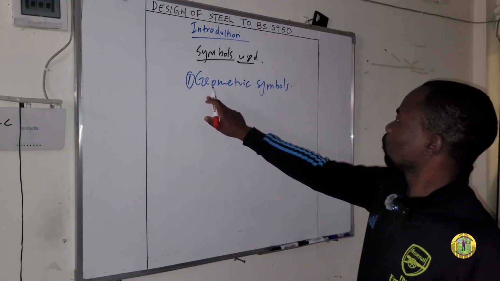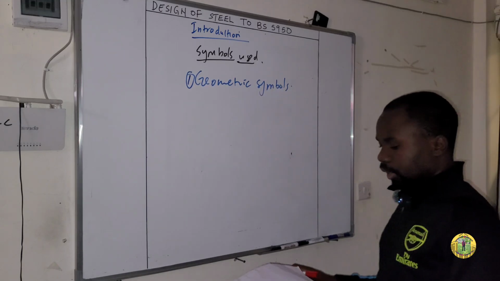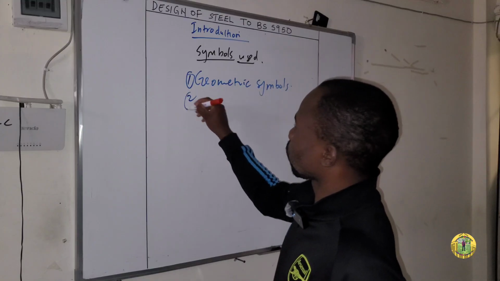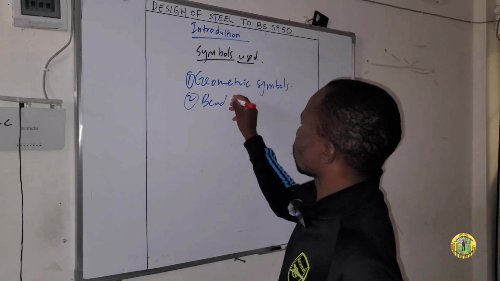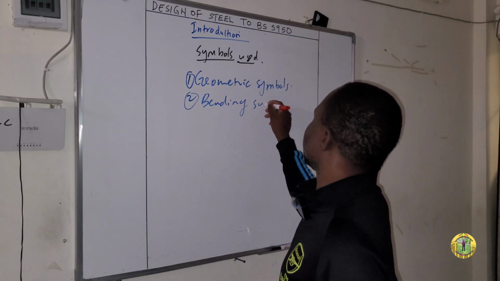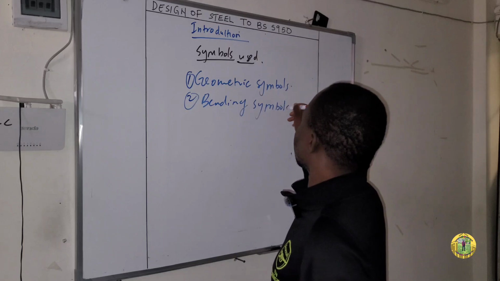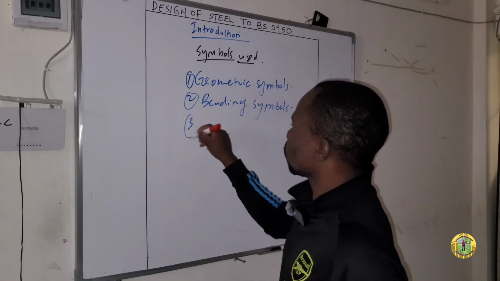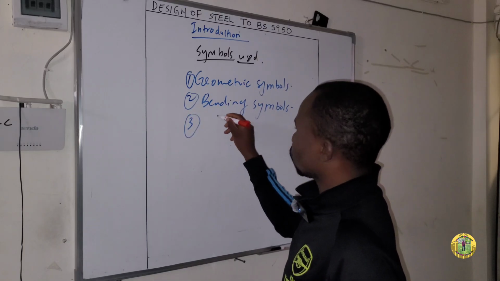But know that we have geometric symbols. Then number 2, we have the bending symbols. You will see them in the design. Then number 3, we have compression symbols.